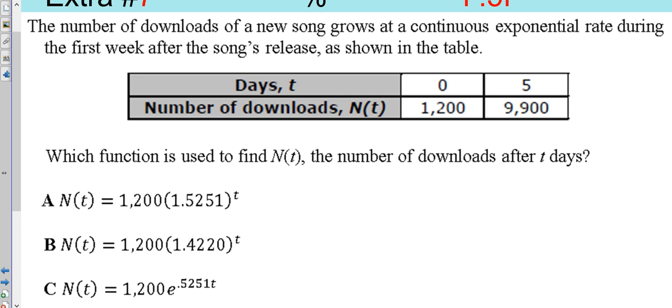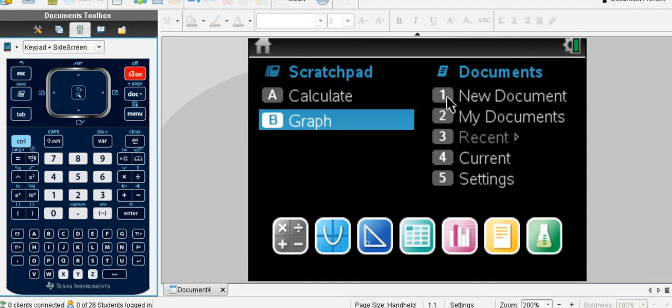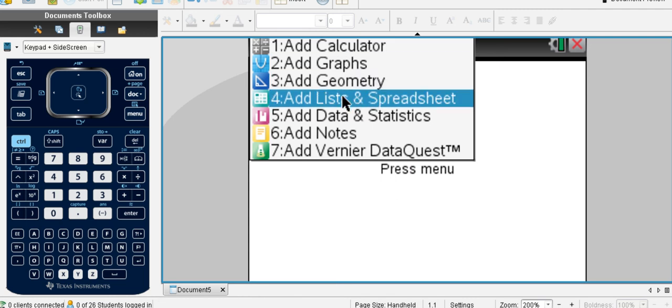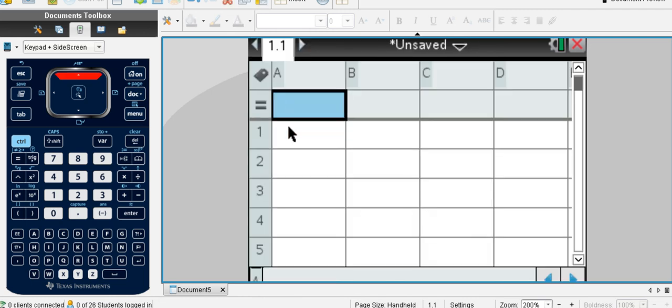Now I want to show you the first thing. What people could really mess up on is a lot of times when we see a table, we just think, oh, let's go to lists and spreadsheets. And so if we went over to lists and spreadsheets, we could find an equation, but we're going to run into one major problem. When I go to lists and spreadsheets, I always put x up here at the top and y in this column. And I would type in my values.